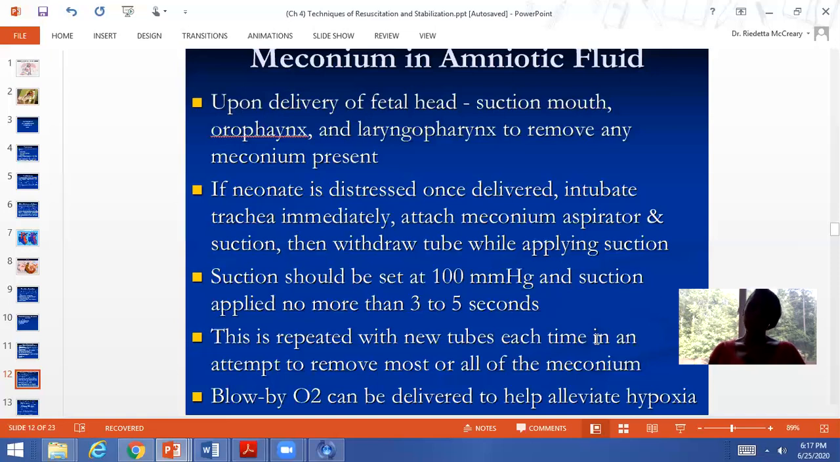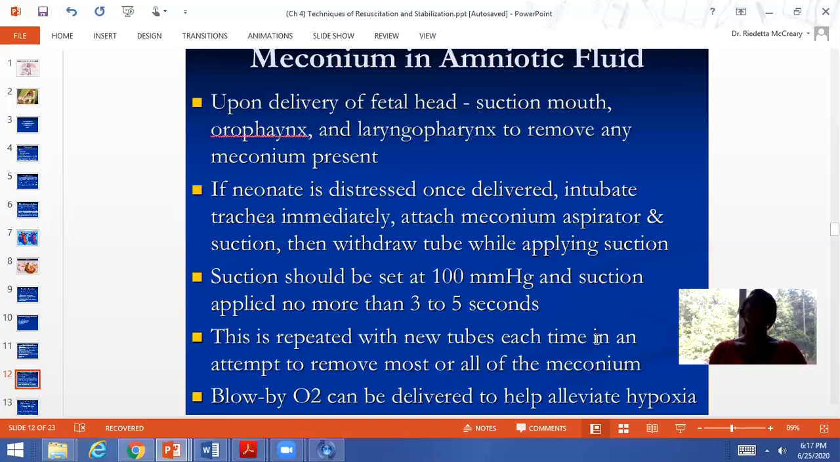Hopefully, if we don't stimulate them, they won't start to cry and wail around. Once they take that deep breath, all the meconium that was present on or above the vocal cords is now possibly in their lungs. So we don't want that. So if the neonate is distressed once they're delivered, go ahead and intubate the trachea immediately, attach a meconium aspirator, and then suction as you are withdrawing that ET tube while applying the suction.